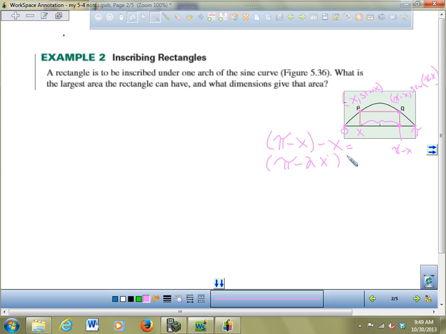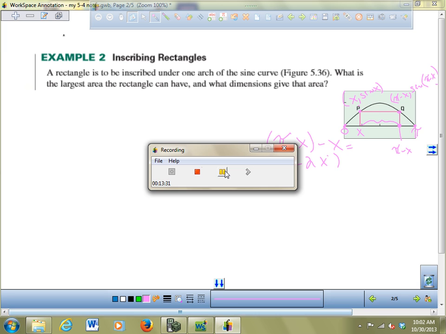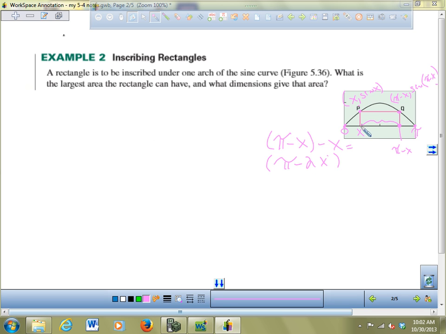Sine of x, or sine of pi minus x, which I think would be the same, right? It's going to be symmetric on both sides, right? How am I finding the height again, David asks? Well, I just plug in x in here, right? So the y value is just going to be sine. This is a sine function, right?